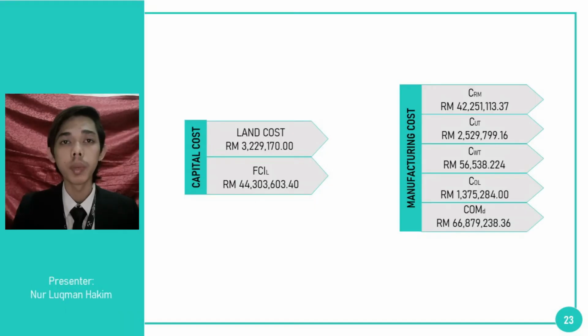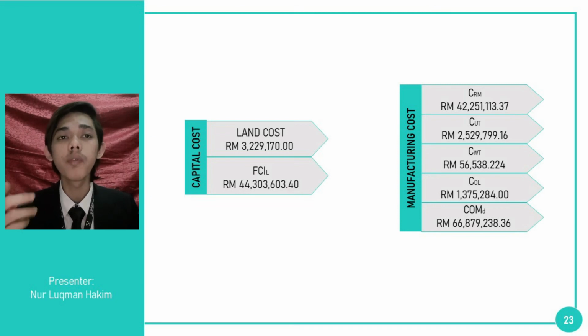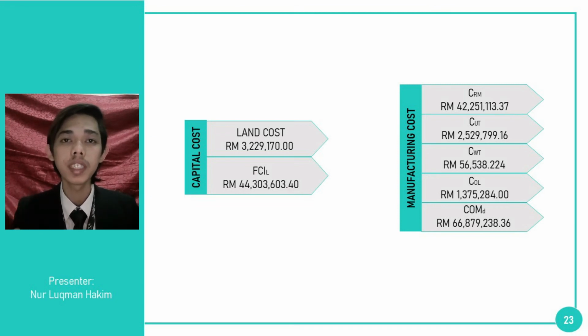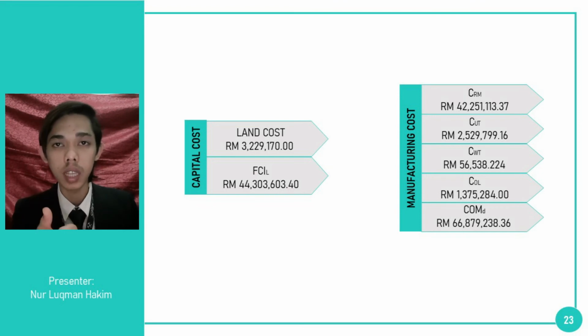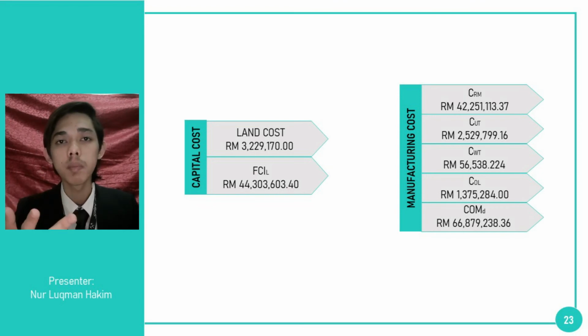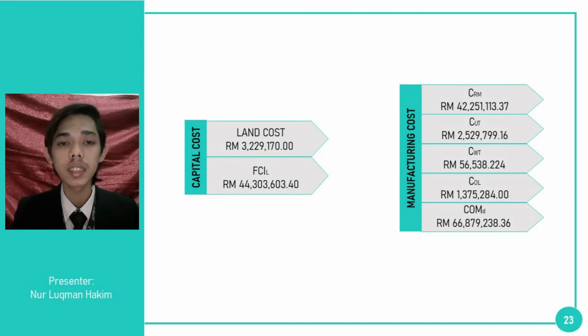Okay, now for the economic analysis. For the estimation of capital cost, fixed capital investment has been determined, which is around 44 million ringgit. In the estimation of manufacturing cost, raw material cost, utilities cost, waste treatment cost, and operating labor cost have been calculated. Then, cost of manufacturing can be determined by using those costs, which is around 66 million ringgit.